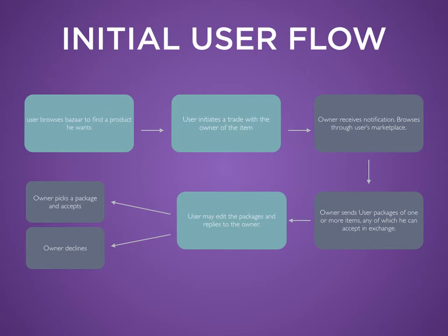Our initial user flow was a bit complicated. First, the user would browse the bazaar to find a product he wanted. Then, the user would initiate a trade with the owner of the item. The owner would receive a notification and browse through the user's marketplace. The owner would send the user a package of 1 or more items, any of which he can accept in exchange. The user may edit the packages and reply to the owner. The owner would then pick a package and accept or deny.